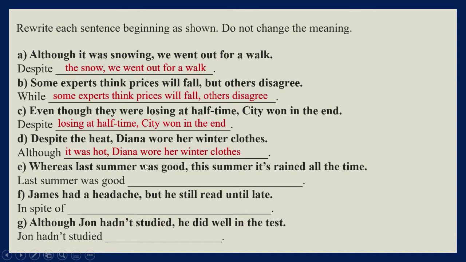E. Whereas last summer was good, this summer it's rained all the time. Last summer was good, but this summer it's rained all the time. Again, in here, we could also use although. If it makes sense in the sentence, you could use but or although, but sometimes they are different. F. James had a headache, but he still read until late. In spite of having a headache, or in spite of his headache, we just need a noun phrase. James still read until late.